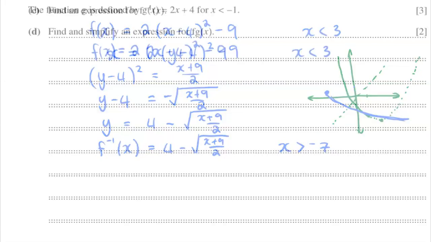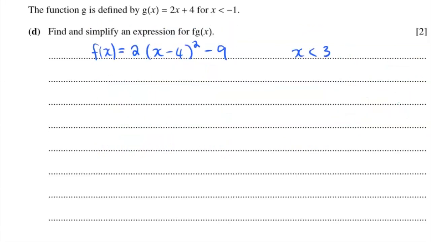I think we're done. On to part D. They give us the function g, and they say find and simplify an expression for f(g(x)). So g gets put into f. Here's the function f, and we're going to take the function g and put it in. Where we see an x, we're going to replace it with 2x + 4.